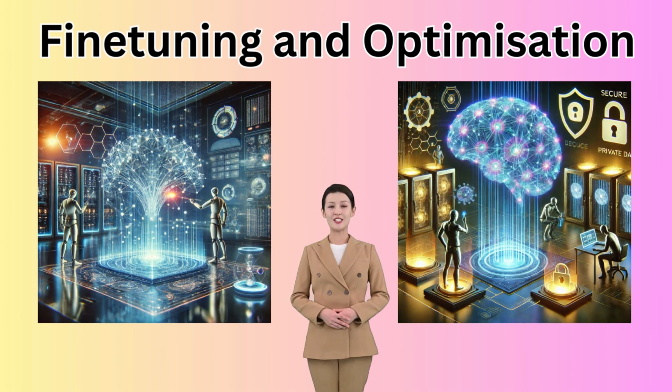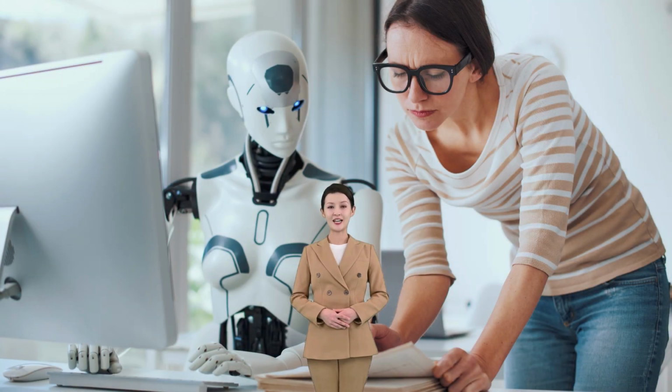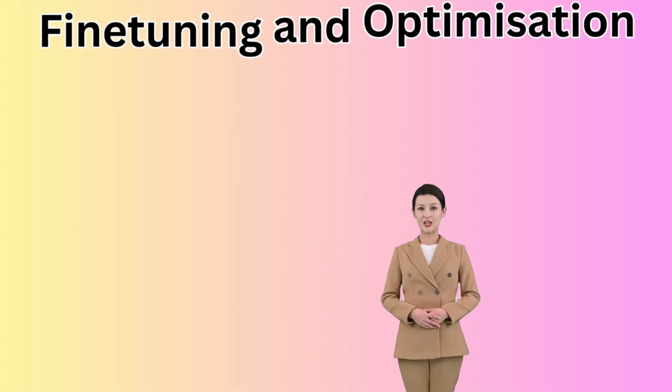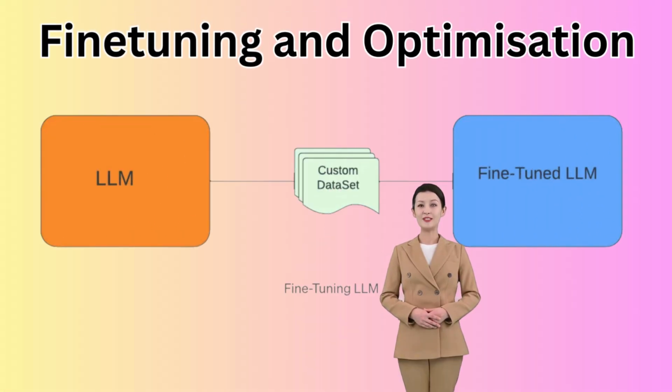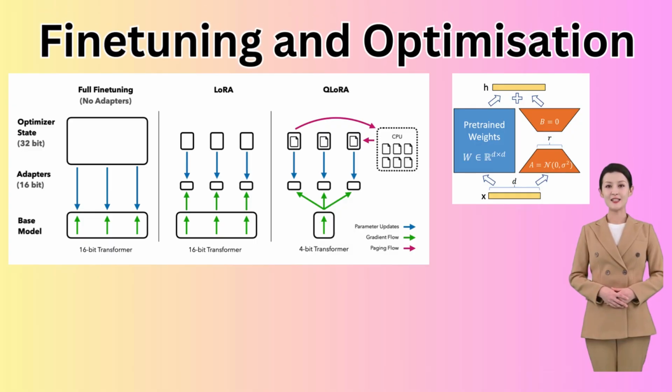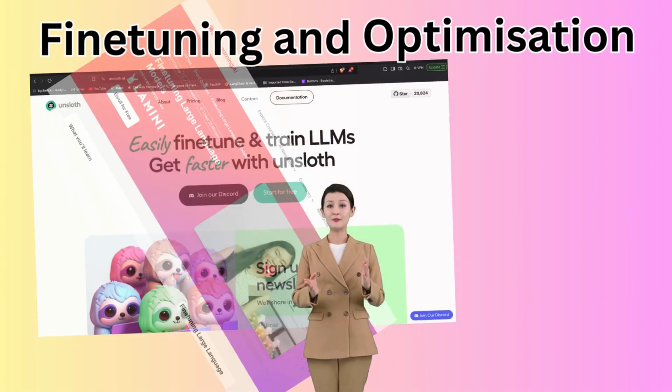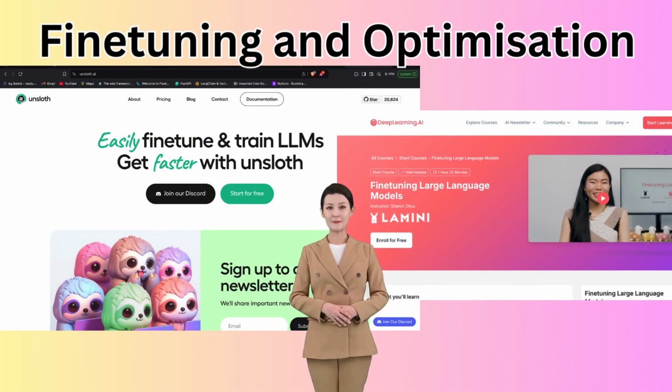Fine-tuning and optimization. Fine-tuning is like teaching AI to answer in a specific way. Train large language models, LLMs, to specialize them for new subjects or tasks. Fine-tuning techniques: learn about low-rank adaptation and techniques for optimizing performance. Libraries like Unsloth and TRL come in handy. These are course resources that help you.